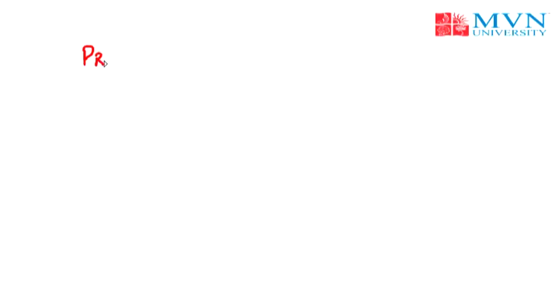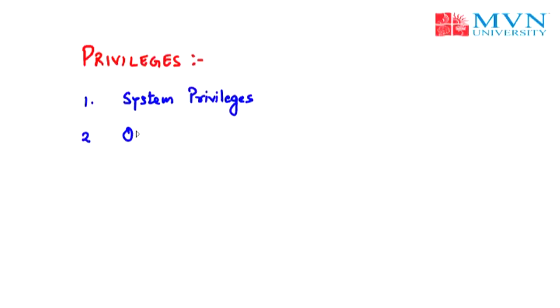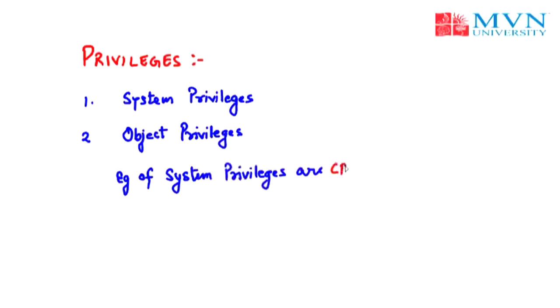Now we will discuss about the privileges. So privileges are of two types. The first one is system privileges and the second one is object privileges. System privileges are normally granted by a DBA, that means the database administrator, to the users, and the examples of system privileges are create table, create user, etc.